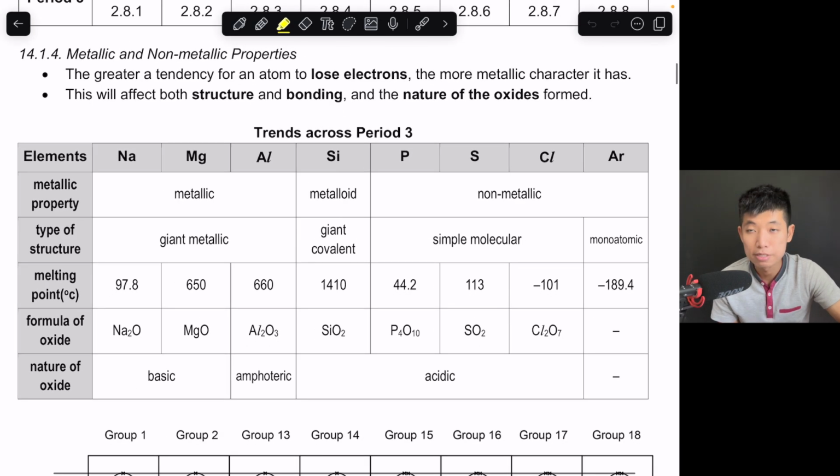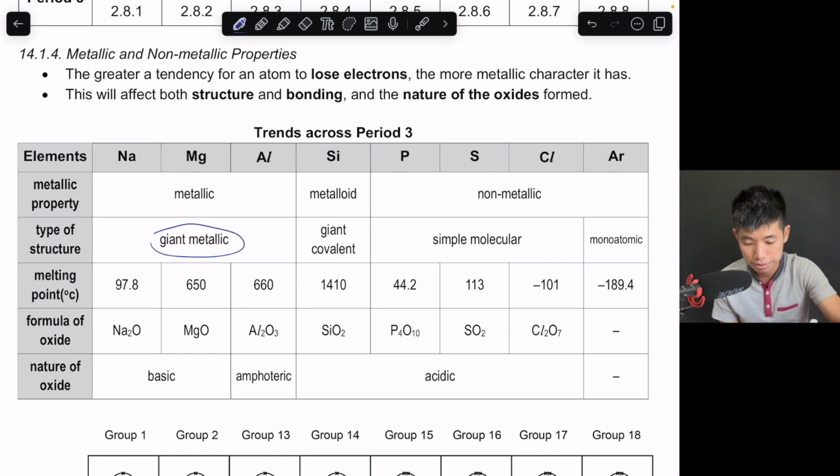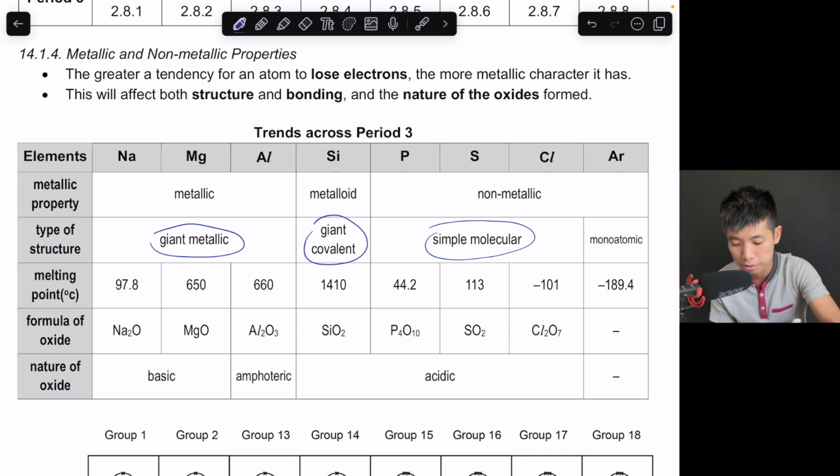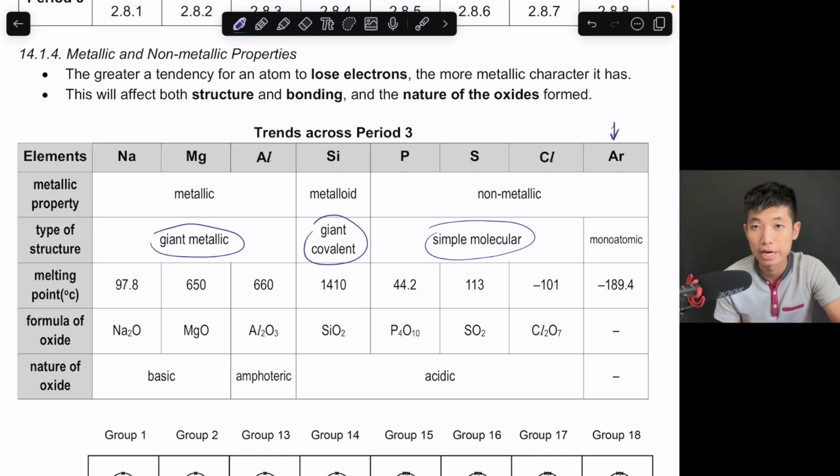This table takes us back to chemical bonding, where we say that metals have a giant metallic structure. For silicon, giant covalent, and then your non-metals have a simple molecular structure. And for your group 18, they are monoatomic, they do not form bonds with other elements. As a result of their structure, it relates to their properties.